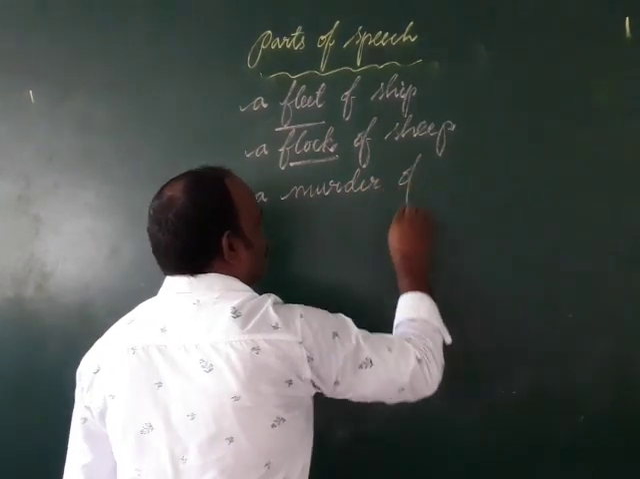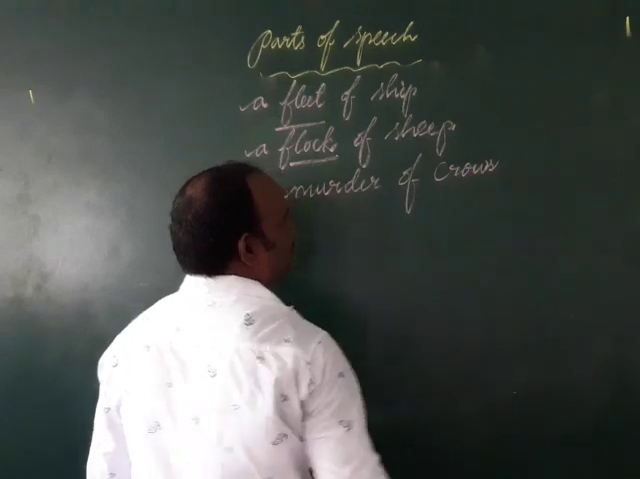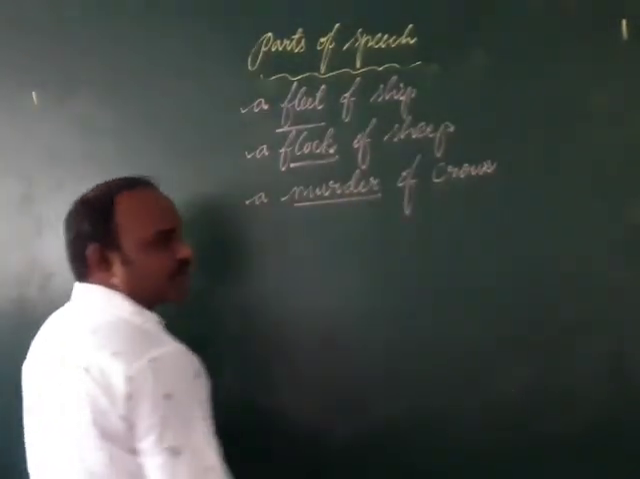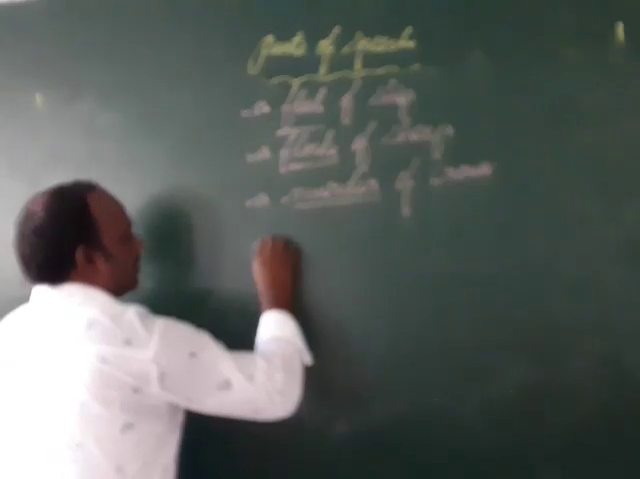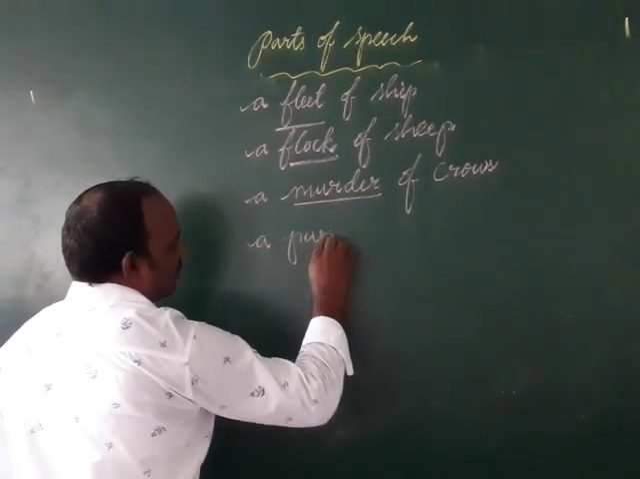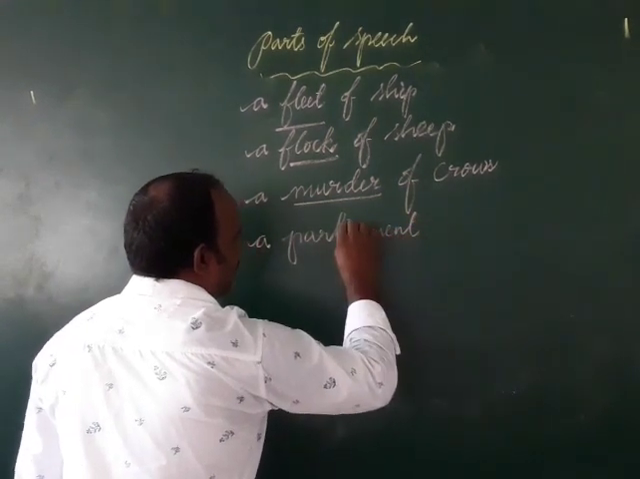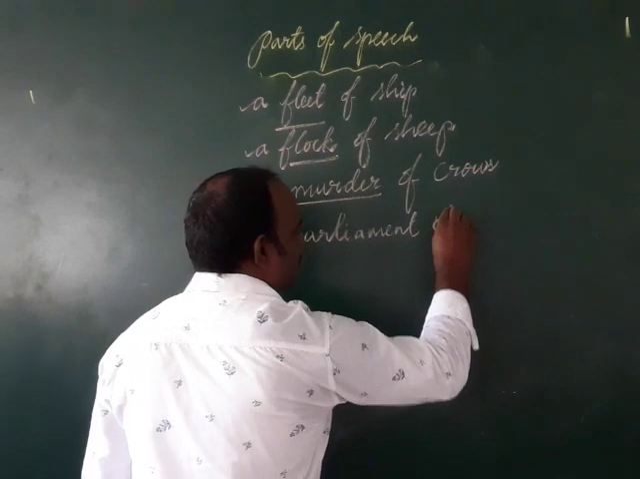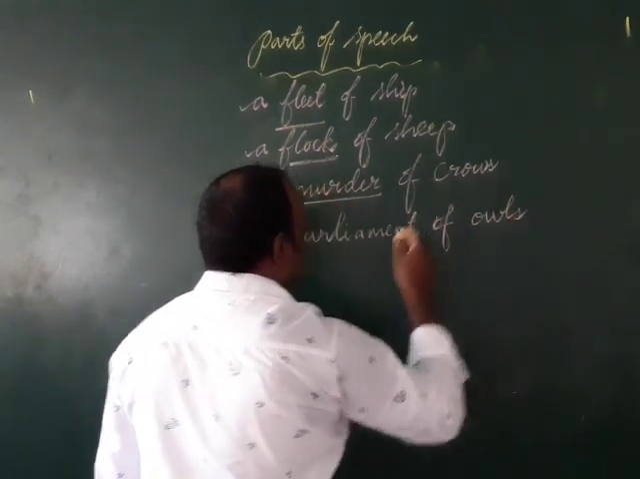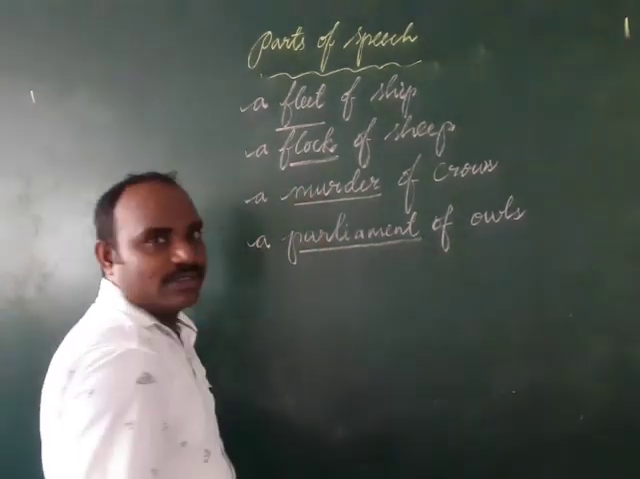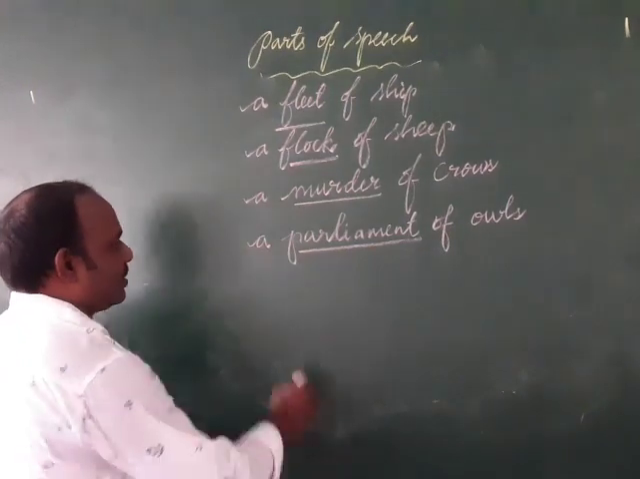A murder of crows. See, a group of crows can be called a murder. A parliament of owls. See, a group of owls can be called a parliament of owls. Parliament.